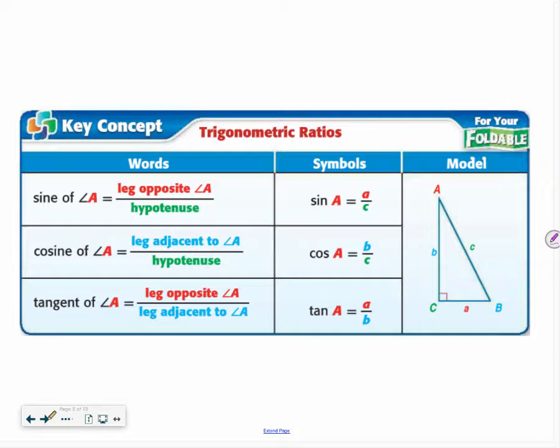The other thing I'm going to say is, if you want me to yell at you in class, say sin instead of sine, cos instead of cosine, or tan instead of tangent, and I will yell at you. If you say sin, cos, or tan, I'm not going to help you. But if you correct yourself and say sine, cosine, or tangent, I am more than happy to help you, okay?